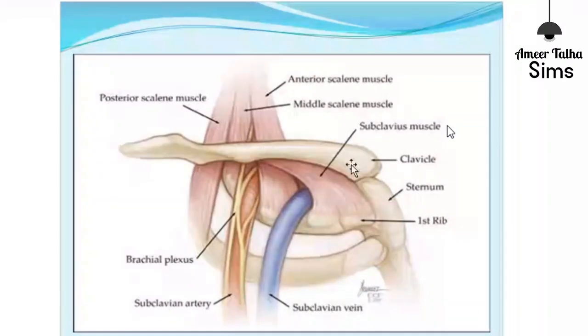This is the clavicle, this is the first rib. And when we studied the first rib, we saw grooves on its superior surface for the subclavian vein and the subclavian artery, along with the brachial plexus. So whenever there is compression of the structures at this level, this will lead to thoracic outlet syndrome or thoracic inlet syndrome.